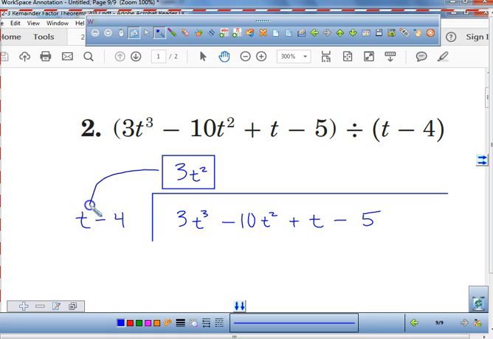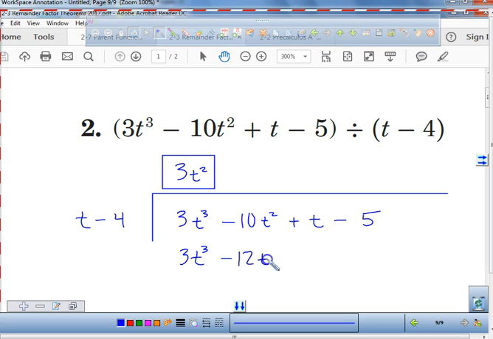So we're going to take 3t squared and multiply it to the t and multiply it to the what? That -4, right? So we're going to multiply it to both of them. So 3t squared times a t is 3t cubed. And 3t squared times a -4 is a -12t squared. Well, what do I have to do to these, everybody?